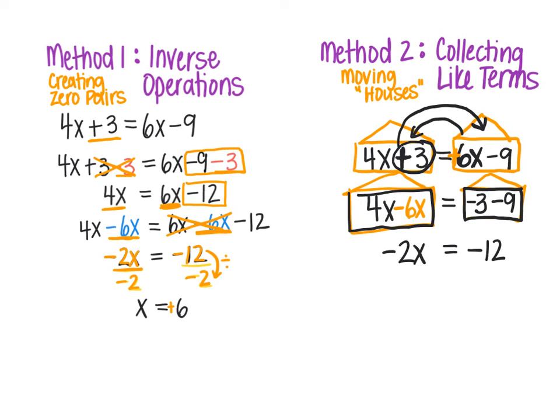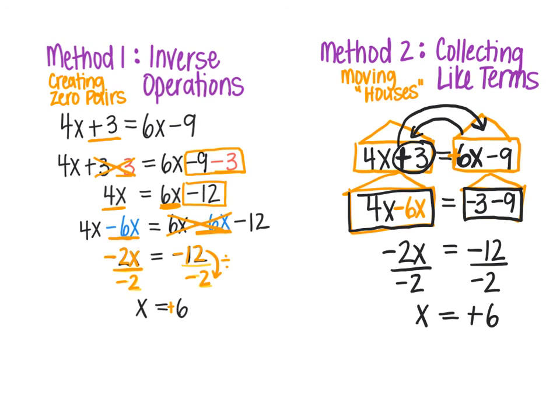Now, like you know from our previous example, when we have a negative 2 in front of the x, we're going to divide both sides by that coefficient. And look at what happens here. We wind up having negative 2x divided by negative 2 is just going to give us x. And negative 12 divided by negative 2 will give us positive 6. And we can see that that matches with our answer from method number 1.